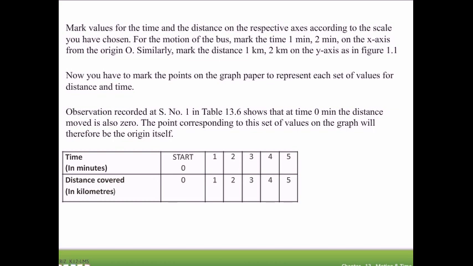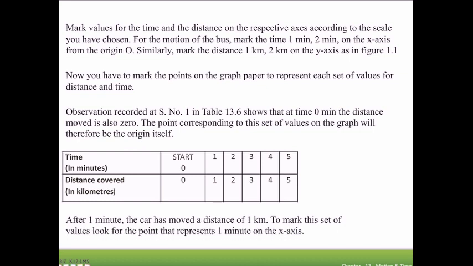Observation recorded at serial number 1 in table 13.6 shows that at time 0 minutes, the distance moved is also 0. The point corresponding to this set of values on the graph will therefore be the origin itself. After 1 minute, the car has moved a distance of 1 kilometer. To mark this set of values, look for the point that represents 1 minute on the x-axis.